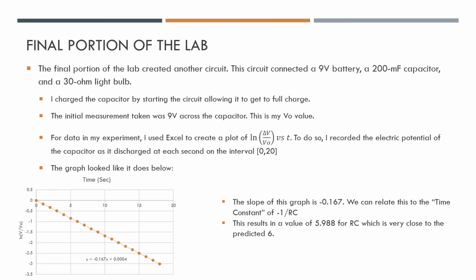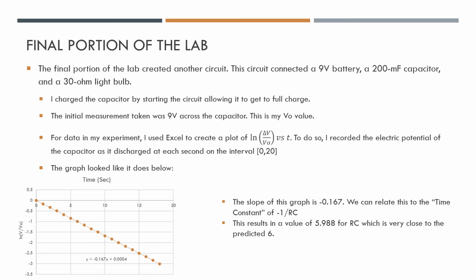So for the final portion of the lab, we set up our RC circuit. This circuit connected a 9 volt battery, a 200 millifarad capacitor, and a 30 ohm light bulb. So to start, I charged the capacitor by starting the circuit, allowing it to reach full charge. And the initial measurement was taken at 9 volts across each node on the capacitor. This was my V0 value.